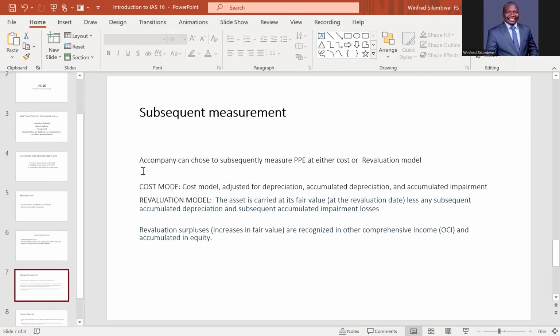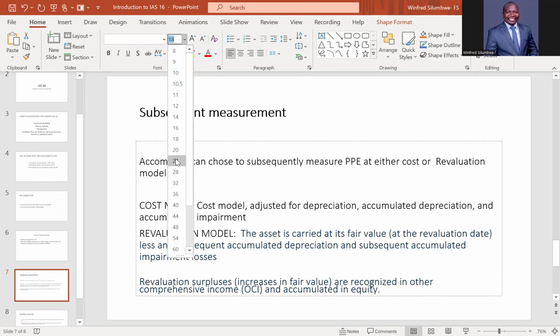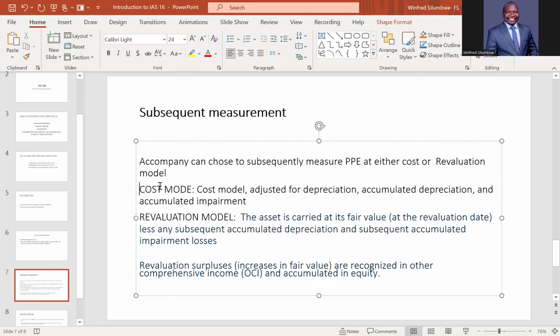Now, imagine you've recognized it. In the second year, what do you do, because at first you were just adding cost. Now remember that these assets, as you are using them, begin to lose value, meaning you begin to lose value in terms of depreciation and impairment. So now we're saying subsequent measurement, meaning after you've already measured it at cost, how should you measure it in the second year? That's subsequent. A company can choose between the cost model or the revaluation model.